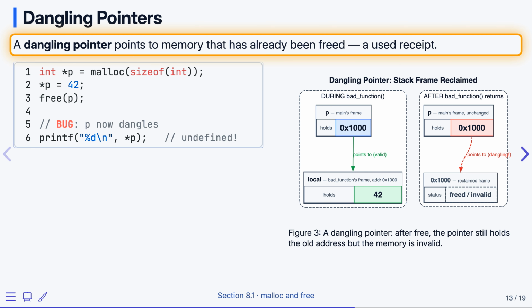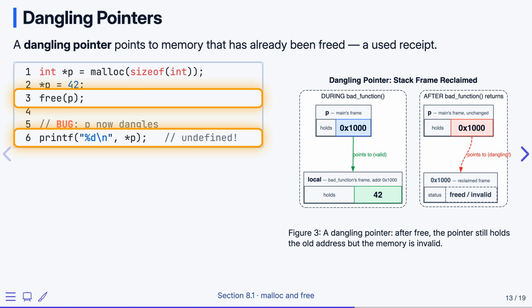Now the second big danger, the dangling pointer. A dangling pointer points to memory that has already been freed. In our warehouse picture, it is a receipt you keep using after you already return the block. Look at the code. We allocate, store 42, and then free the pointer p. After free, p still holds the old heap address. But that memory has gone back to the system. It may be reused by the next malloc or overwritten by the heap manager.